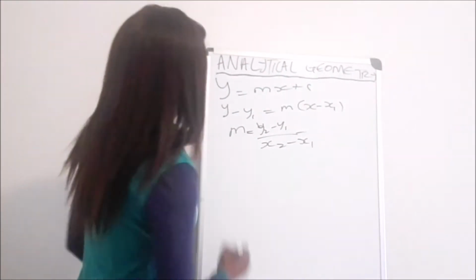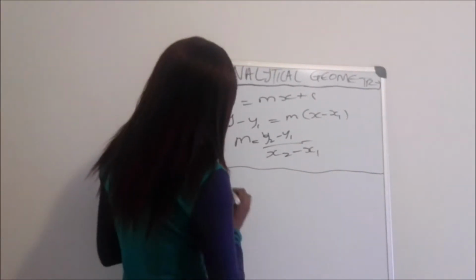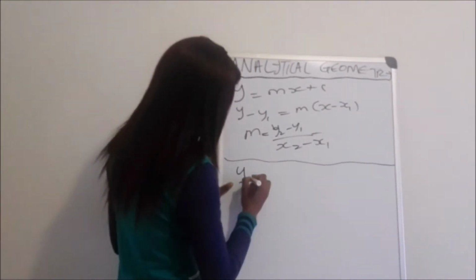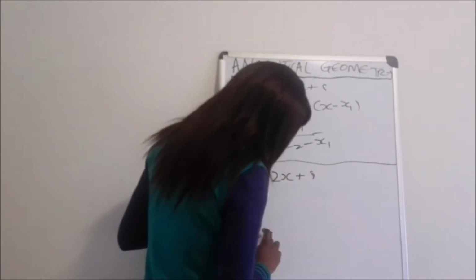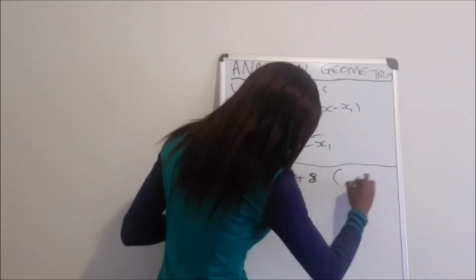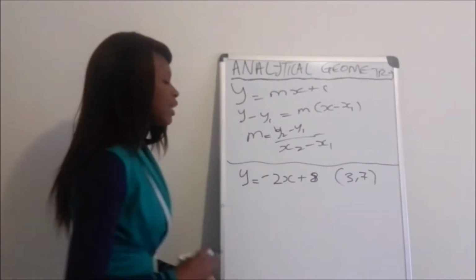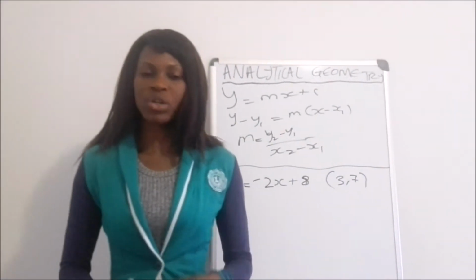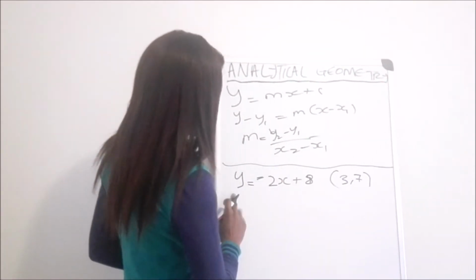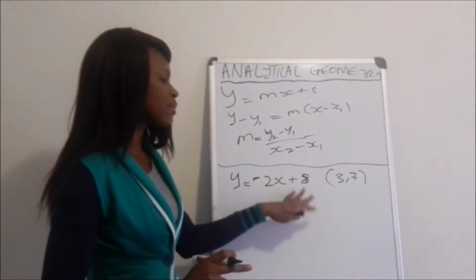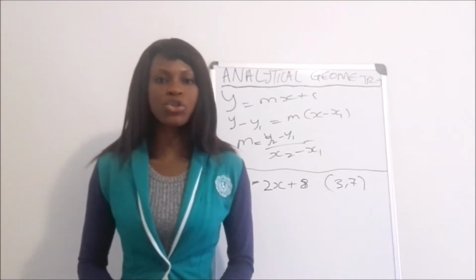Alright, the question that we have is to find an equation of a straight line, given that this line is parallel to the line which has an equation of y = -2x + 8, and it's passing through the point which has a coordinate of (3, 7).